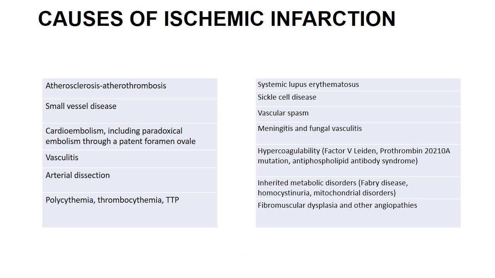So now what are the causes of ischemic infarction? As we all know, there is atherosclerosis or atherothrombosis, small vessel disease, cardioembolism, vasculitis, arterial dissection, polycythemia, thrombocythemias, thrombotic thrombocytopenic purpura, sickle cell disease, SLE, vascular spasm, meningitis and fungal vasculitis, disorders associated with hypercoagulability like factor V Leiden and APLA, that is antiphospholipid antibody syndrome, inherited metabolic disorders like Fabry's disease, homocystinuria, fibromuscular dysplasias, and there are several other genetic angiopathies as well.